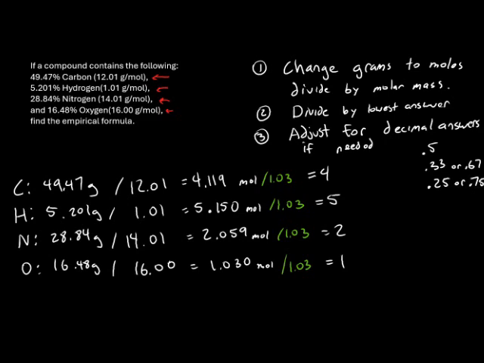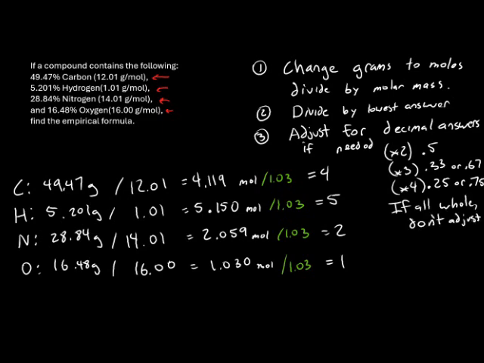If you have answers ending in 0.5, you'll need to take times 2 to each of the answers that you found. If you end in 0.33 or 0.67, you can use times 3 instead. And if you have 0.25 or 0.75, you'll use times 4 by each of your answers. If you have all whole numbers, there's no need to change anything.